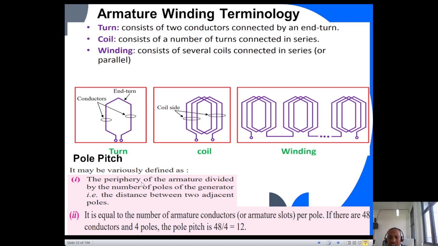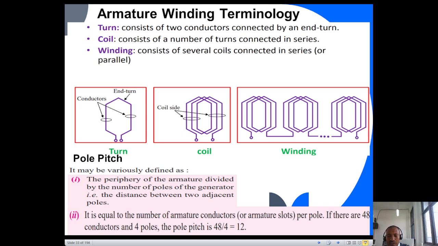The periphery of the armature divided by the number of poles of the generator or the motor is called the pole pitch. That is the distance between 2 adjacent poles. It means it is a distance between 2 adjacent poles.